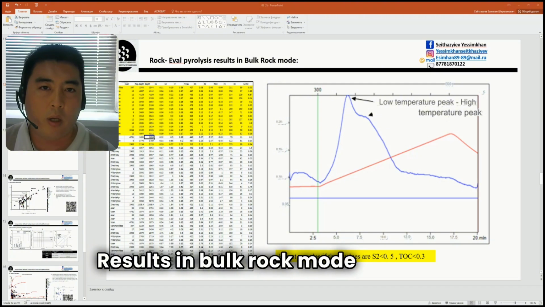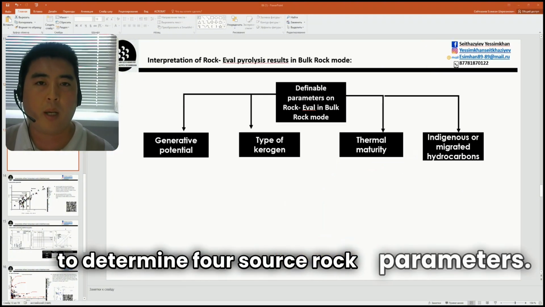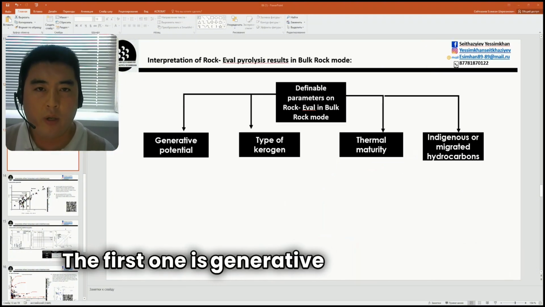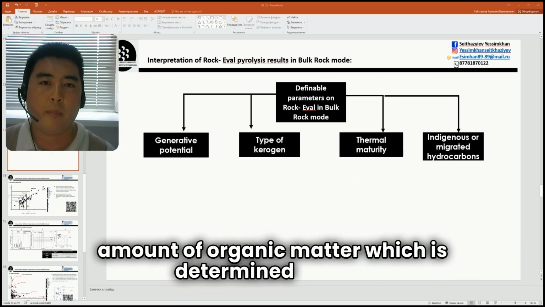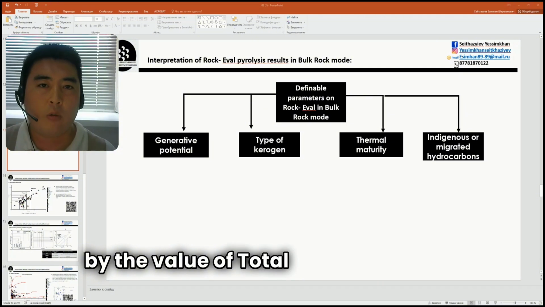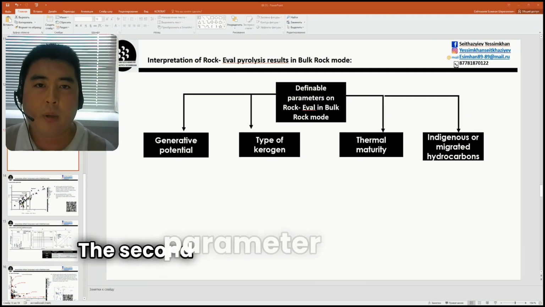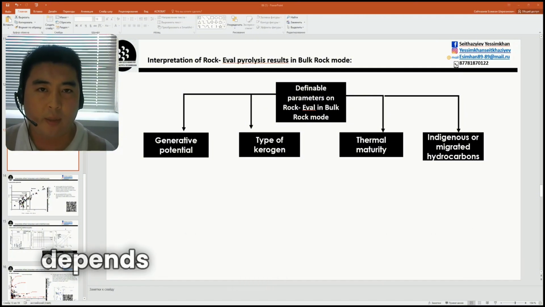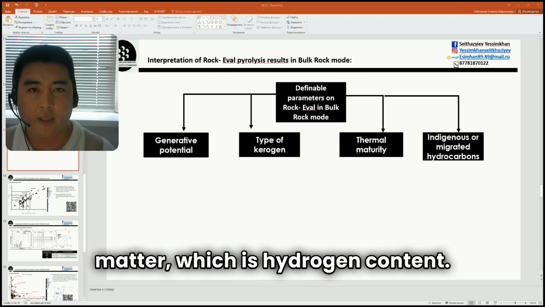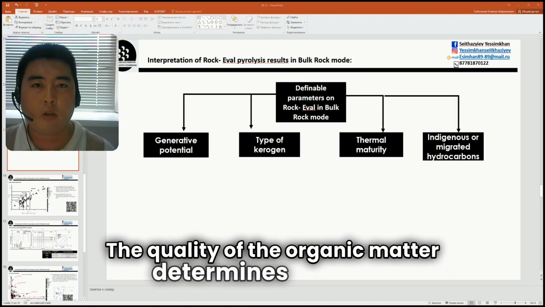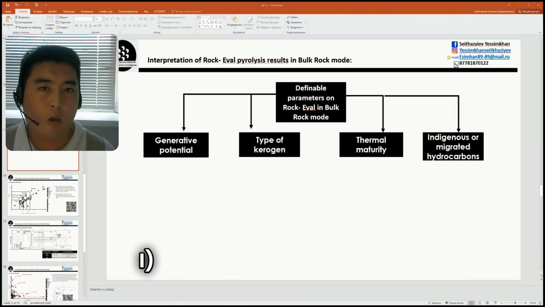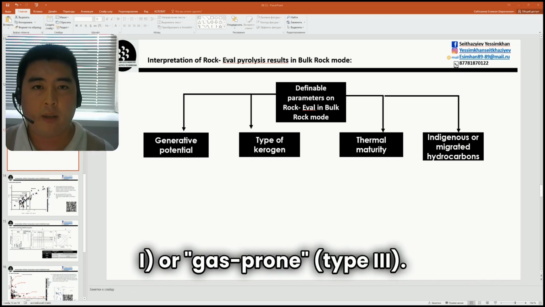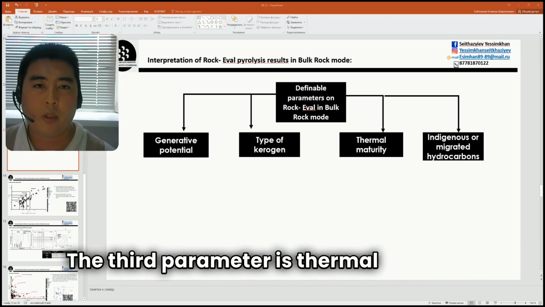Results in bulk rock mode are used to determine 4 source rock parameters. The first one is generative potential, or the amount of organic matter, which is determined mainly by the value of total organic carbon. The second parameter is kerogen type, which depends on the quality of the organic matter, which is hydrogen content. The quality of the organic matter determines whether the kerogen is oil-prone, type 2, type 1, or gas-prone, type 3. The third parameter is thermal maturity.